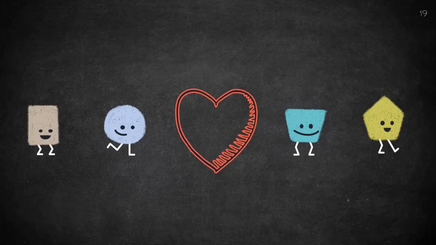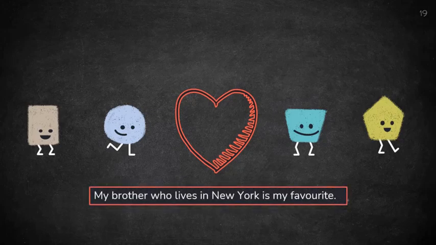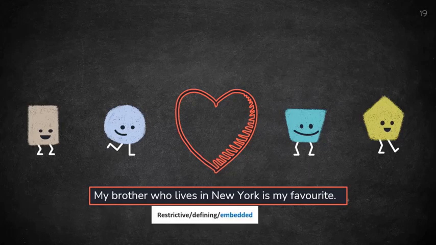So here, I'll give you some information about it. My brother, who lives in New York, is my favorite. So in this sentence, we have two clauses. The main one, my brother is my favorite, and the clause with the extra information, who lives in New York. This extra information here is called an embedded clause, a clause having important value to the main clause.